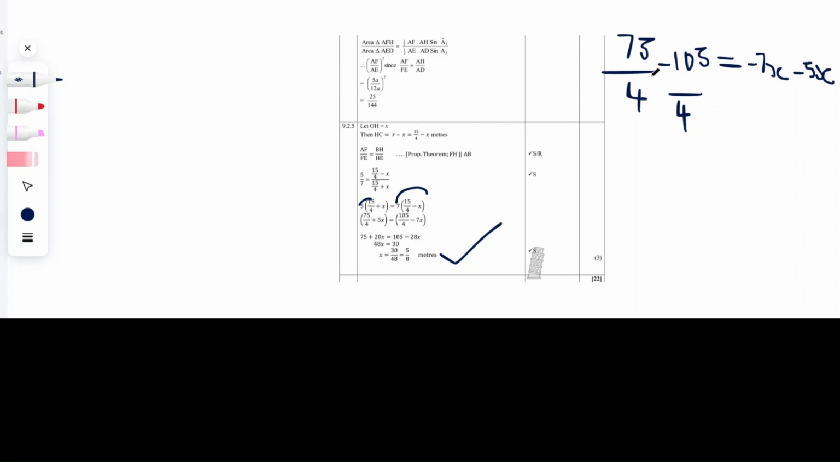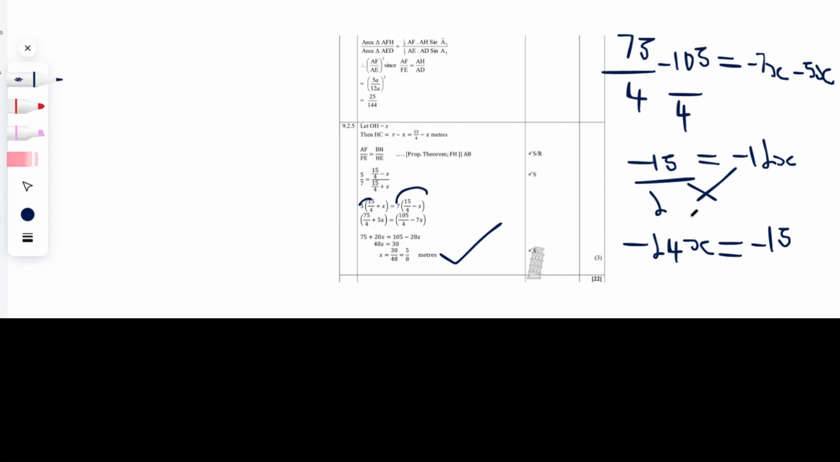75 over 4 minus 105 over 4 gives you an answer of negative 15 over 2. And then negative 7x minus 5x gives us an answer of negative 12x. What you want to do next is just cross multiply. Negative 12x multiplied by 2 is negative 24x. You're going to take the 15 over onto the other side. You're still going to have negative 15 on the side. Then you take the negative 24 divided by the negative 15. That's going to give you an answer of 5 over 8 meters. And that's exactly how you'd get to your answer.